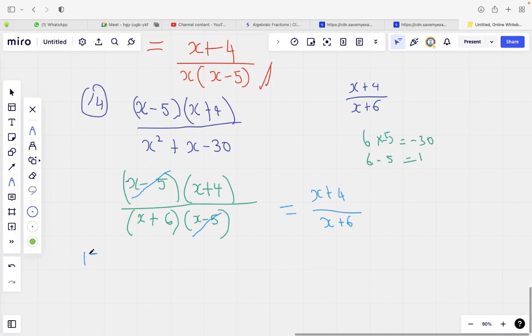From past papers? Yes, I do. Okay. 2 over x plus 3. Wait, this is 2 over x plus 3, right? Yes. Then plus 3 over x plus 2. Oh, okay.